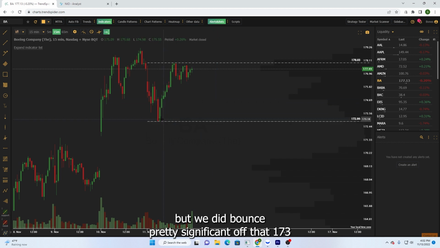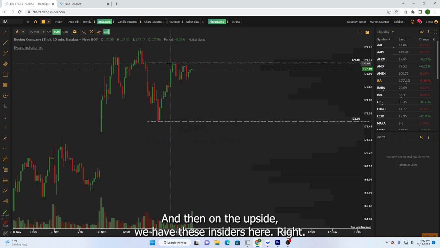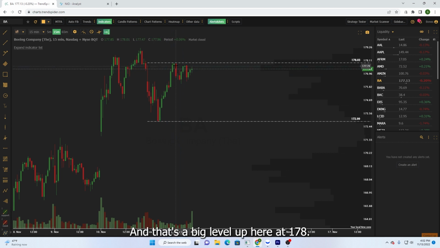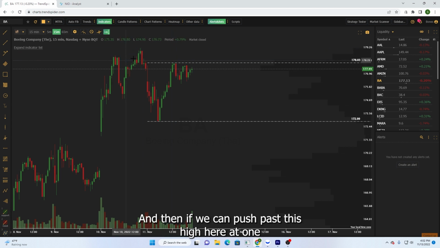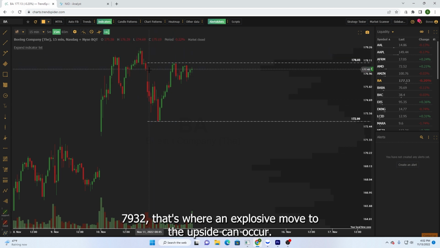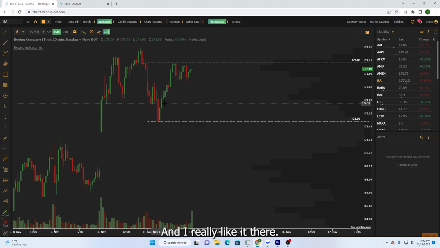But we did bounce pretty significantly off that 173. So I like that as a more safe option for puts. And then on the upside, we have these inside days here, right? And that's a big level up here at 178. So I like that with a goal of 178.5. And then if we can push past this high here at 179.32, that's where an explosive move to the upside can occur. And I really like it there.